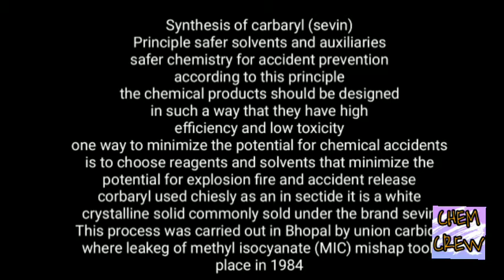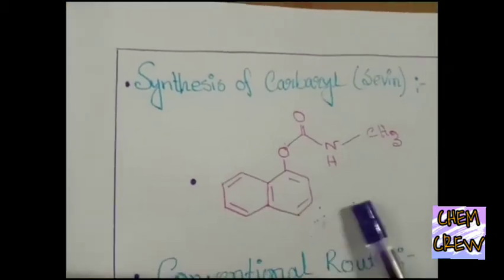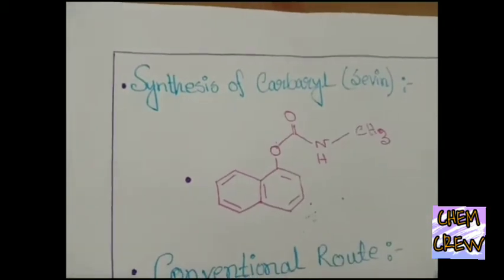Carbaryl is commonly sold under the brand name Sevin. This process was carried out in Bhopal by Union Carbide, where a leakage of methyl isocyanate, or MIC, took place in 1984, commonly known as the Bhopal gas tragedy. First, the synthesis of carbaryl, or Sevin, and this structure is carbaryl.